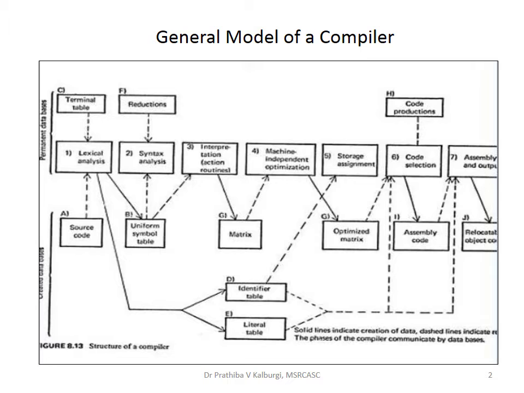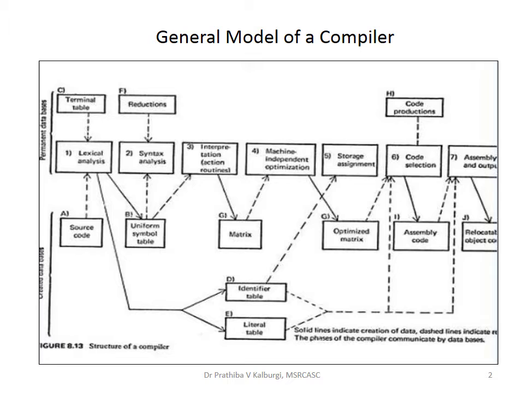Now in the diagram, you are going to see the different phases of the compiler, which we call the general structure of a compiler, wherein you have the lexical analysis phase, syntax analysis, then the interpretation section, and then the machine independent phase, where we deal with the optimization technique. Next is the storage assignment, then the code selection, and the last part is your assembly and how you're going to output it.